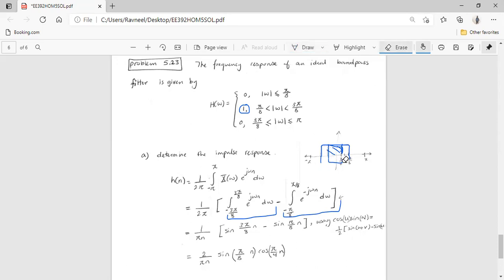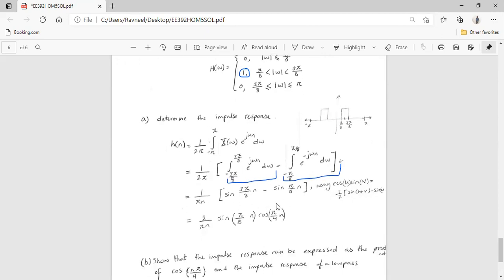And then the rest of it is basically trigonometry properties. We can evaluate this, and we'll end up with 1 upon pi n, into sine 3 pi n upon 8 minus sine pi n upon 8, right? And then using the property that cos u multiplied by sine n is going to give me this particular part, we can further rewrite this term as this, right?